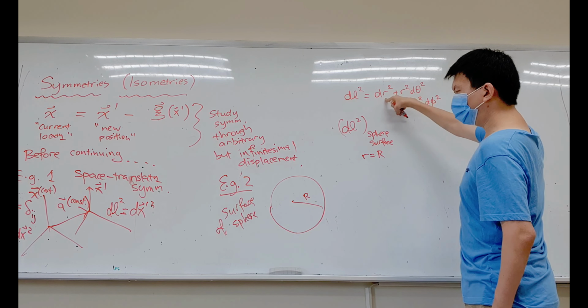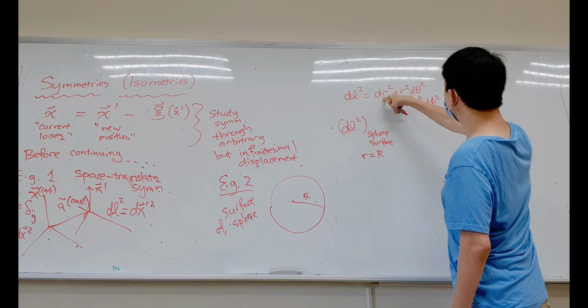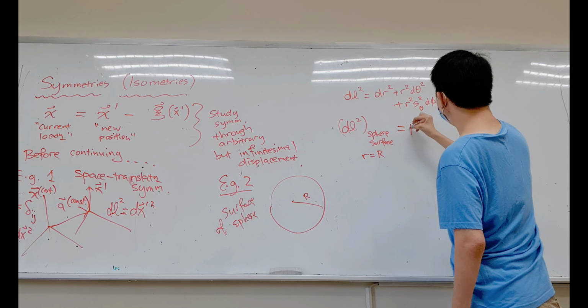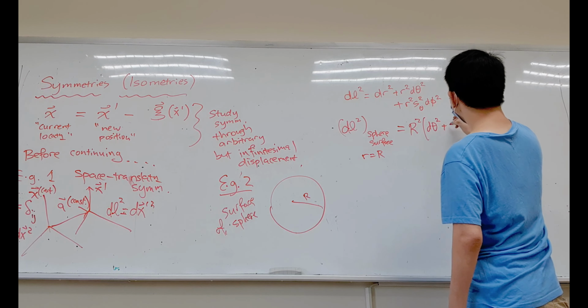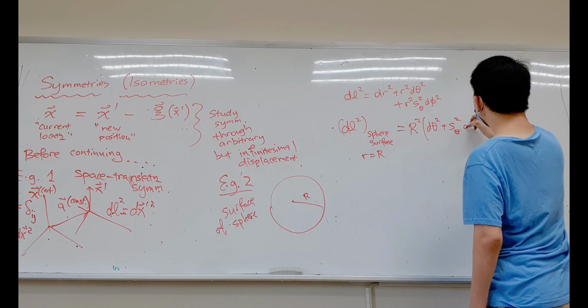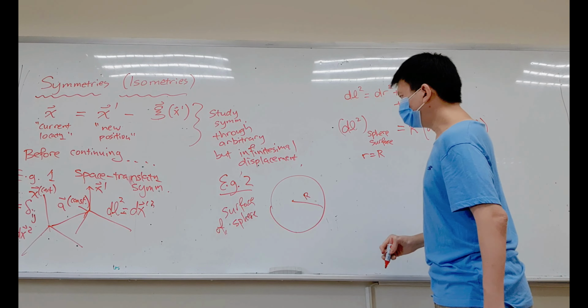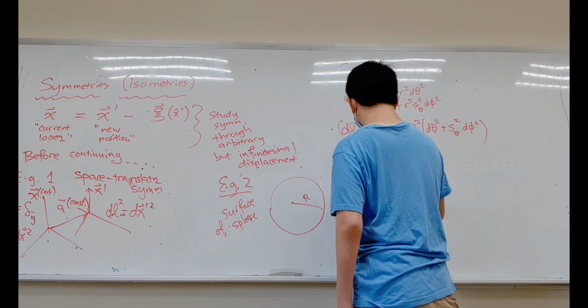So dr has no displacement. I'm not displacing in r, so this term goes away. And all the little r become capital R. So it's just capital R squared times d theta squared plus sine squared theta d phi squared. Why am I talking about this? Because now I want to talk about rotation symmetry.